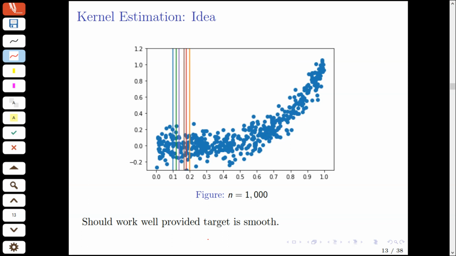So this illustrates that as the sample size increases, I might be willing to use a smaller and smaller window of opportunity in an attempt to pin down this conditional mean at a particular point. And, at least intuitively, this idea of using a small but vanishing window of opportunity should work well, provided that our target of estimation is smooth. But I'll get back to that in a minute.